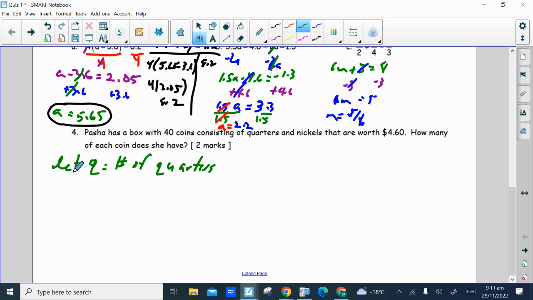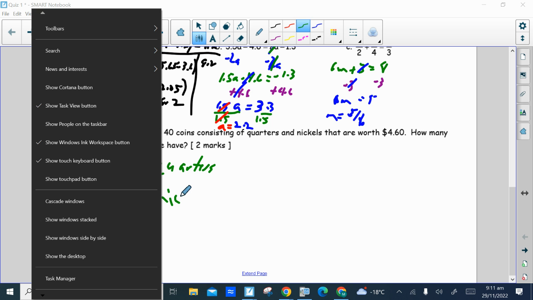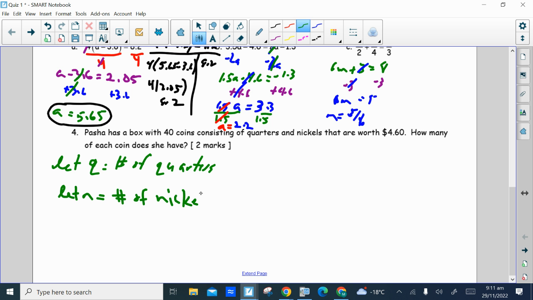now I know that I can only have one variable in the end, but I'm going to introduce a second variable just to help us here. So if we originally say that n is number of nickels, and again, at the end, I can only have one variable in my equation, but I'm going to get there because we were told that she has a total of 40 coins. So Q plus N would equal 40.